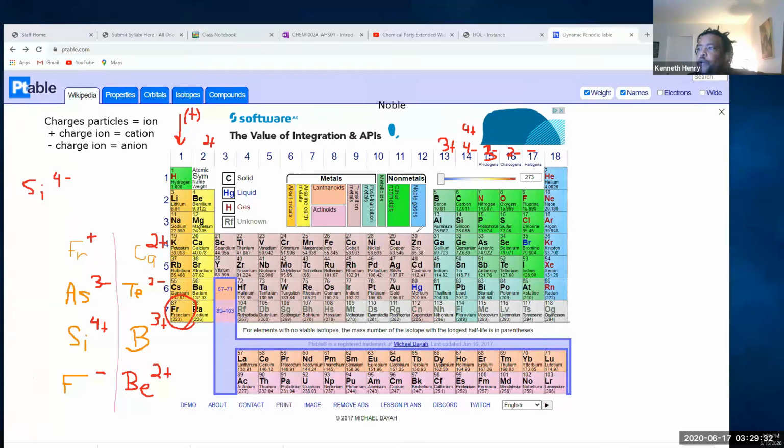We will talk about these guys later because they're a hot mess. These are all your transitional metals. And these guys here are considered your post-transitional metals. Aluminum is pretty consistent. It's always going to be +3. Any questions so far before we move on?